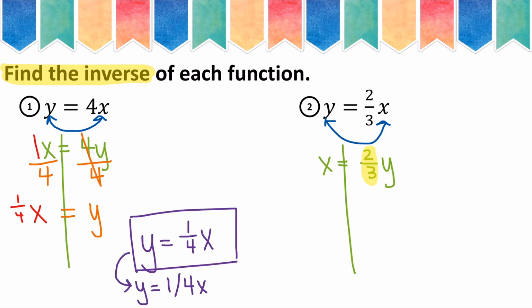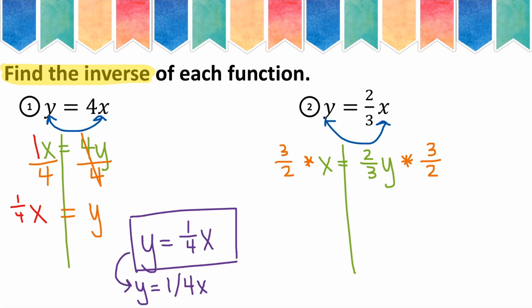Whenever our coefficient is a fraction, what we do is multiply by the reciprocal. So I'm going to put multiply, and then I'm going to take this fraction and make the reciprocal, meaning I'm going to switch the numbers. So I'm going to multiply by 3/2. And I will do that to both sides of my equation.